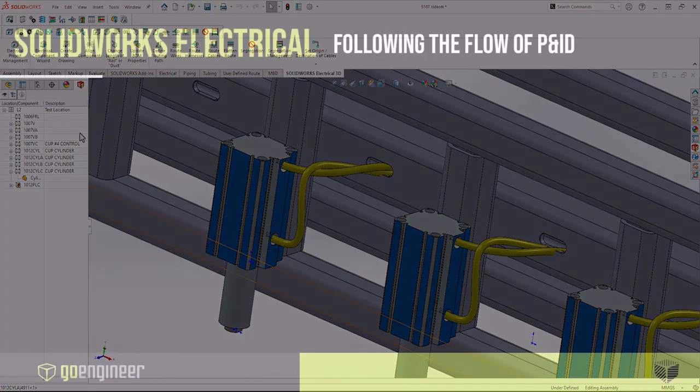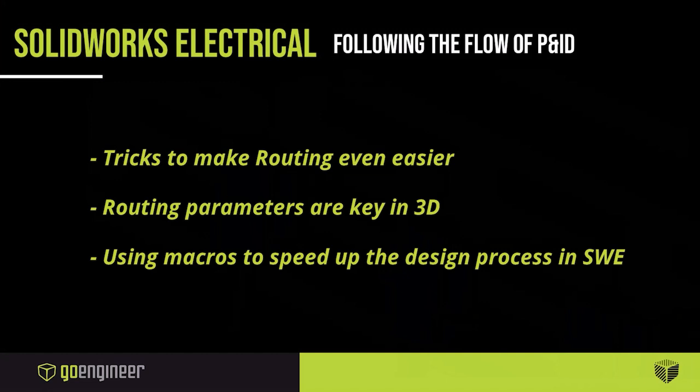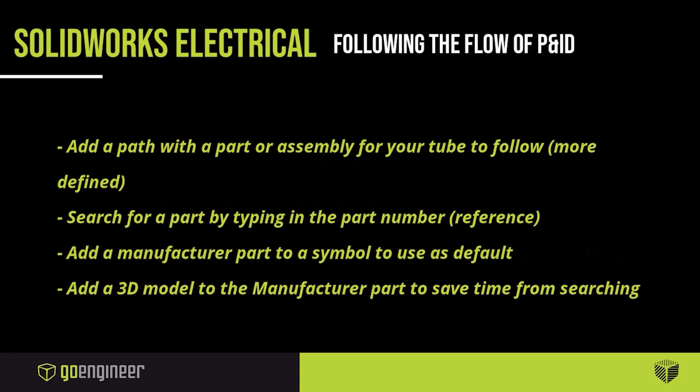So let's review. At the beginning of this webinar, I mentioned that I would be showing you some tricks for routing to make it easier. I'd show you some information about the routing parameters because they are key, and also utilizing macros to speed up the design process. The tricks had to do with adding a path to the part or an assembly so that the tubing could actually follow that defined route.